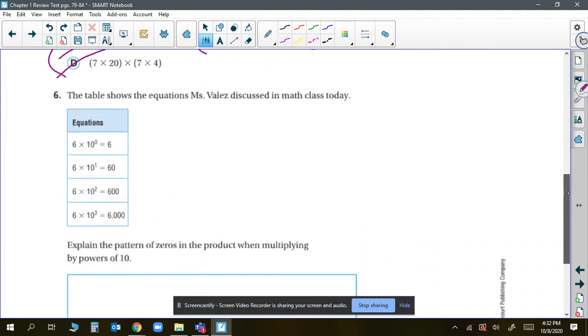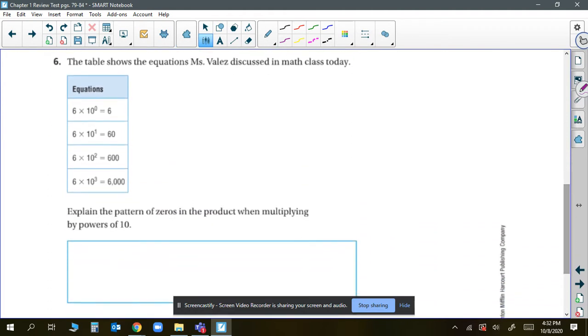All right, let's go down to number 6. The table shows the equations Velez discussed in math class today. Okay, so you can see her equations in the chart here. It says explain the pattern of zeros in the product when multiplying by powers of 10. So look at the pattern here. 10 to the 0 power, no zeros. 10 to the first, 1 zero. 10 to the second, 2. 10 to the third, or 10 cubed, there's 3 zeros.